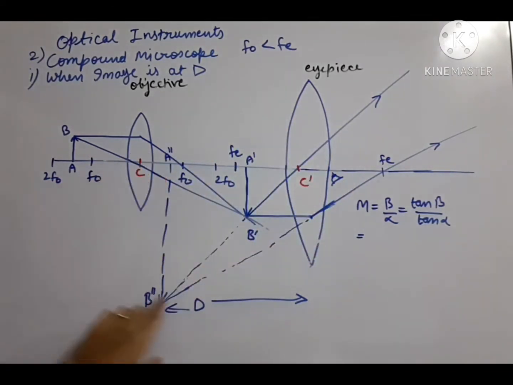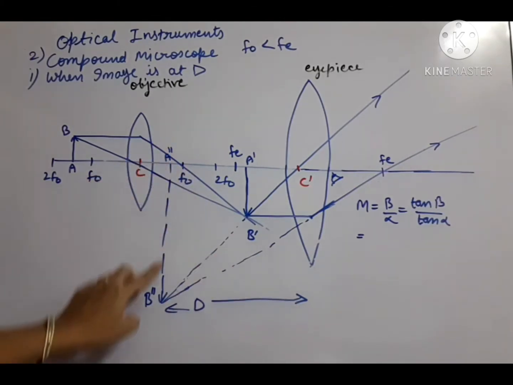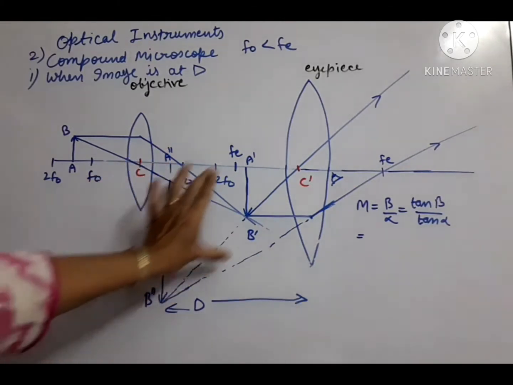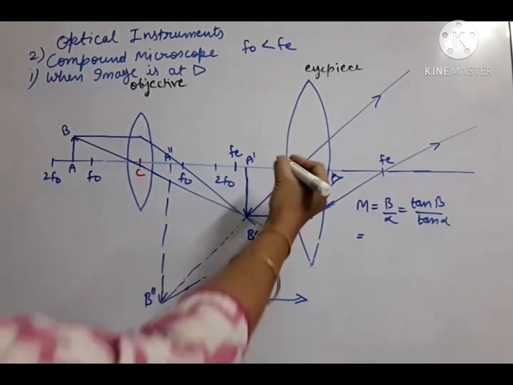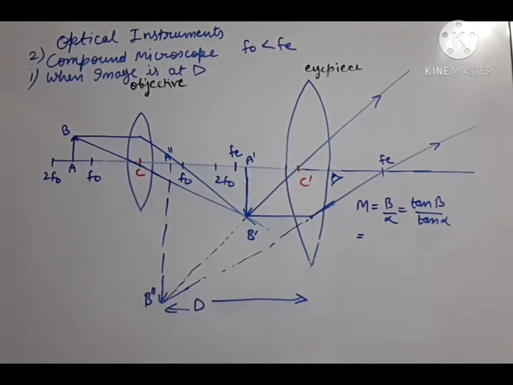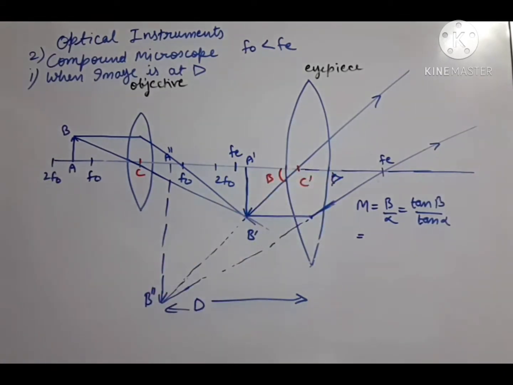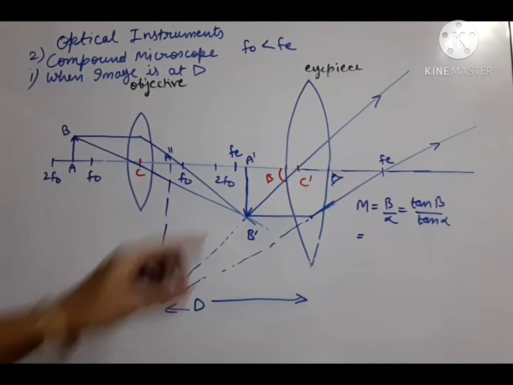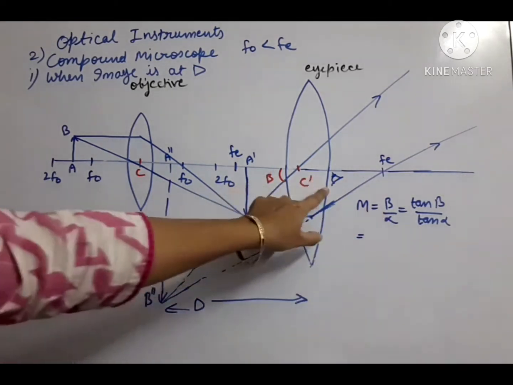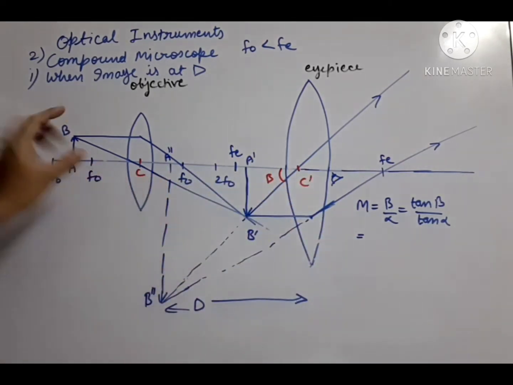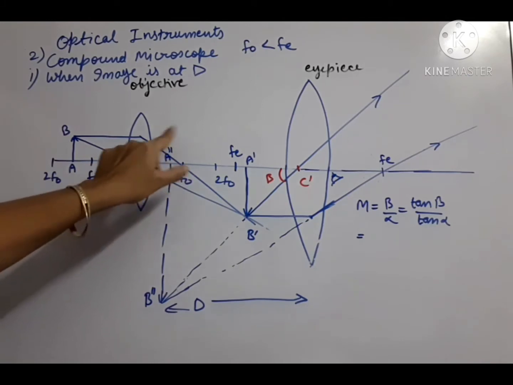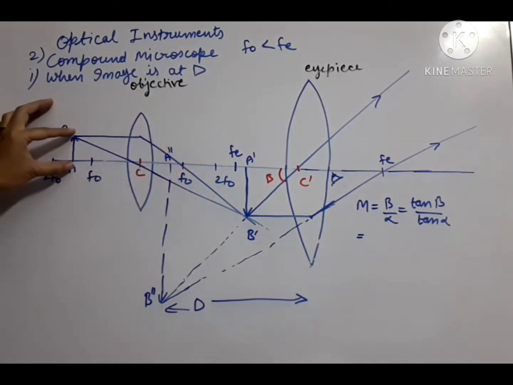Now the image is already at D. Whatever image is formed, the angle it makes at C dash, that we will call beta angle. Let us show the beta angle. This is our beta angle. Now where do we make the alpha angle? The alpha angle also from the eye at D distance only. What we need to do here, the object is not present at D distance. So whatever the initial object was, we have to take its substitute.